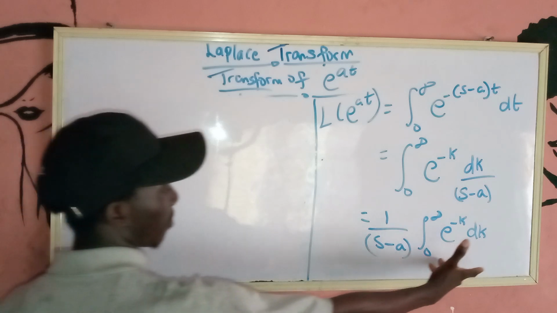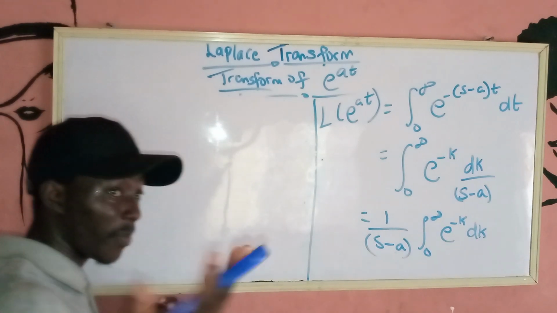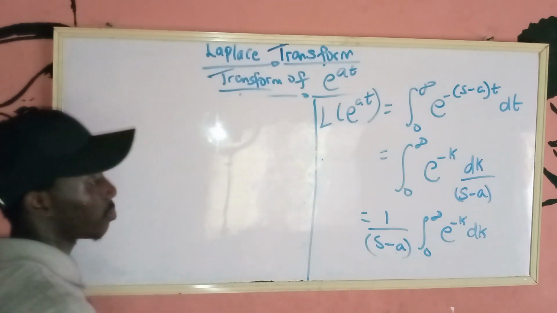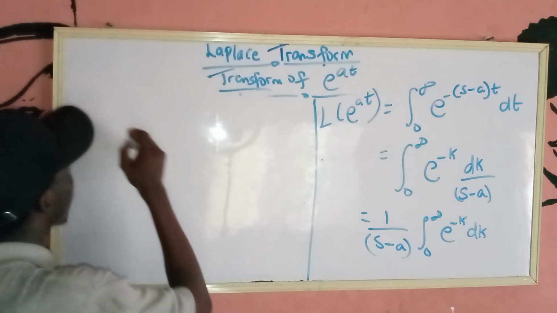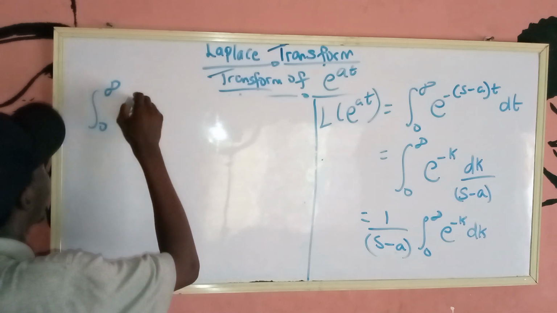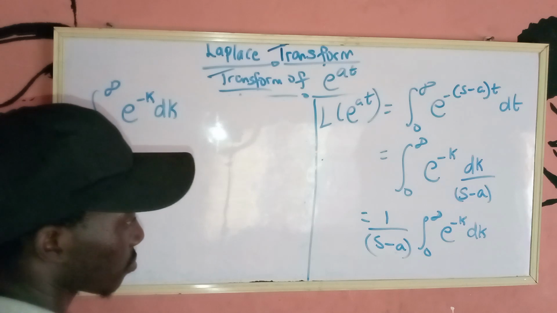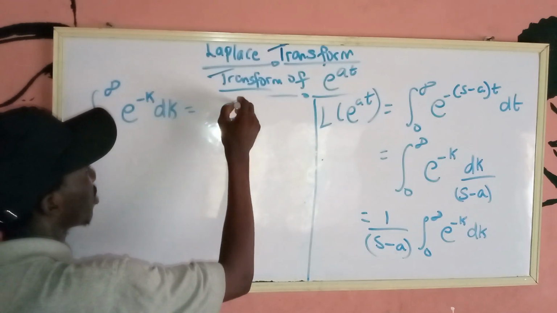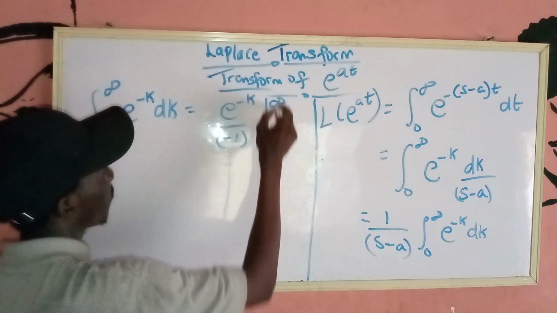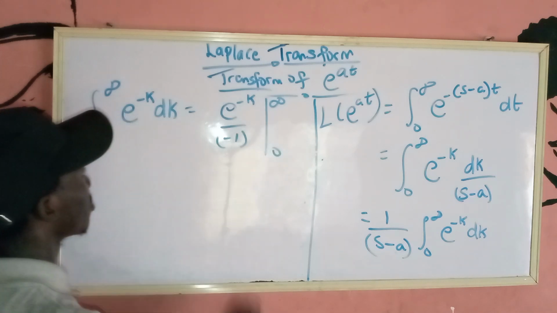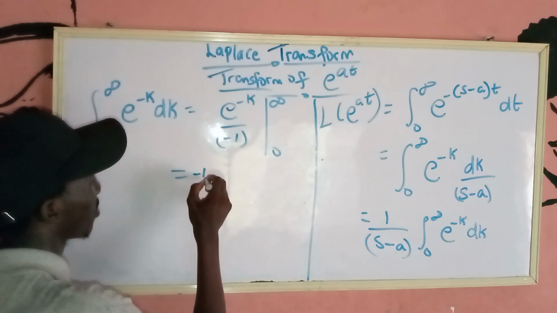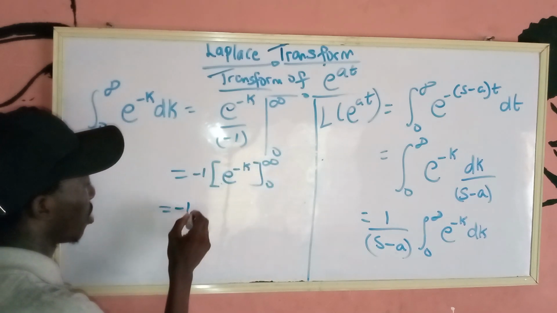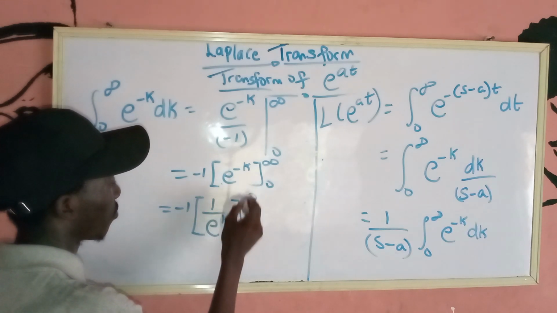So you can find the integral of e raised to power minus k, dk. In my last videos, the integral of this is equal to 1, but just for proving's sake, I have to prove it again. So I have the integral from 0 to infinity of e raised to power minus k, dk. The integral of this is equal to e raised to power minus k over minus 1, taken from the boundary 0 to infinity. So let me take the minus 1 out first.